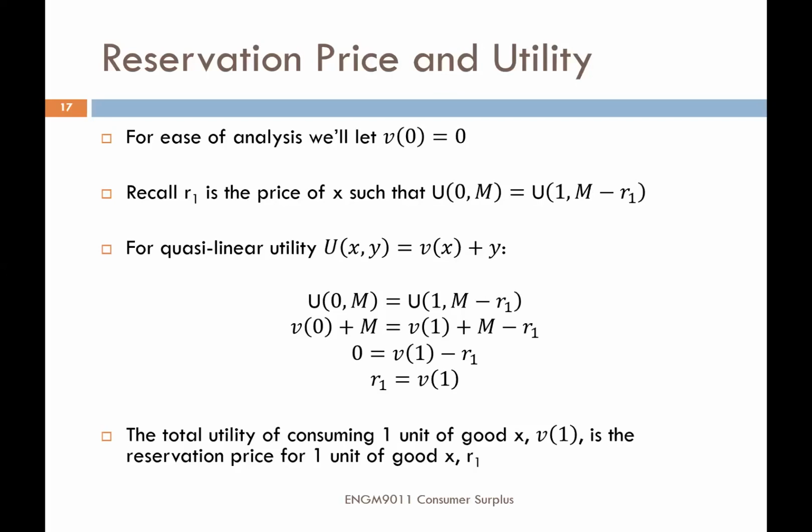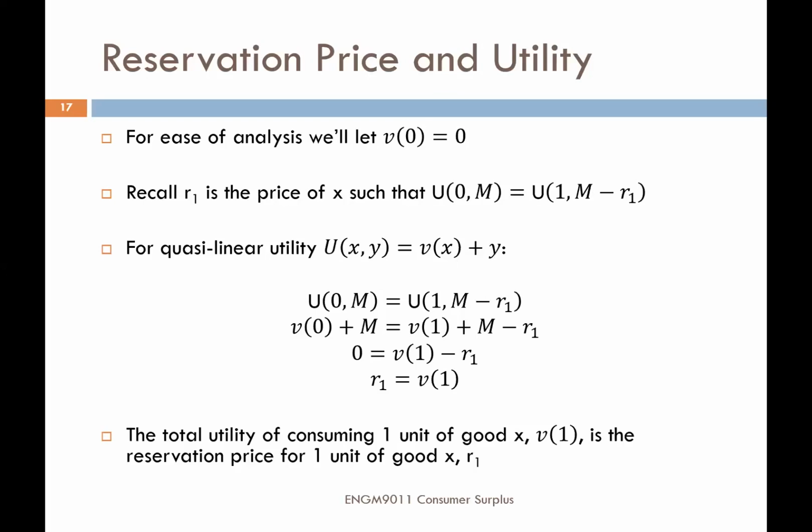Bring the R1 to the left-hand side. So we see that the utility of consuming 1 unit of good X is equal to the reservation price of good X. I will point out what's very unusual about this from an economist's point of view. The problem with utility functions that we use in economics is that they're not observable. I don't know what your utility function looks like. I only get to observe your data, the prices and quantities that you choose, right?